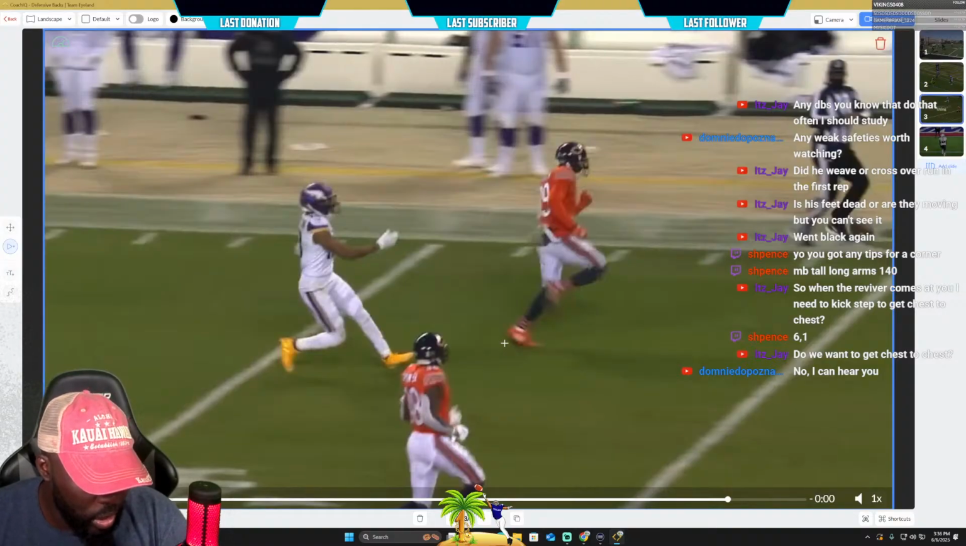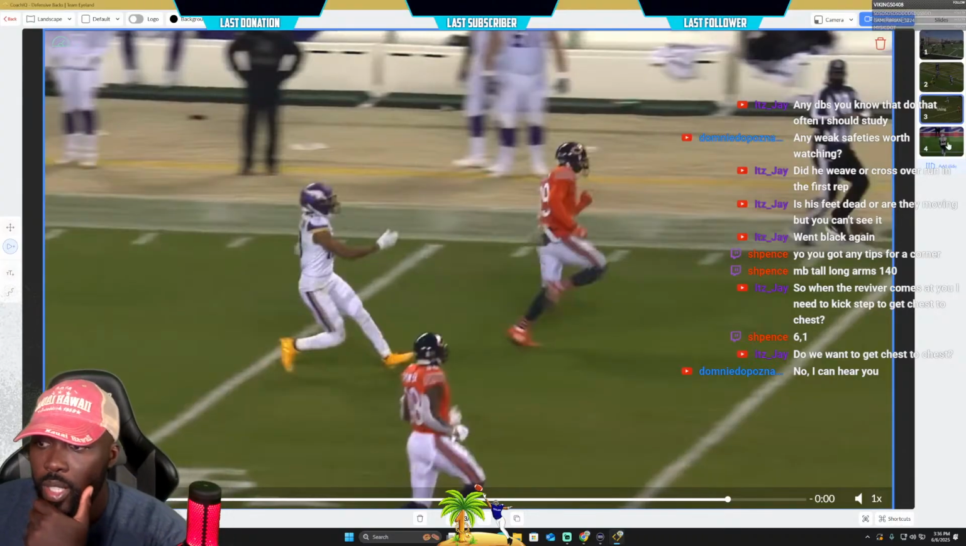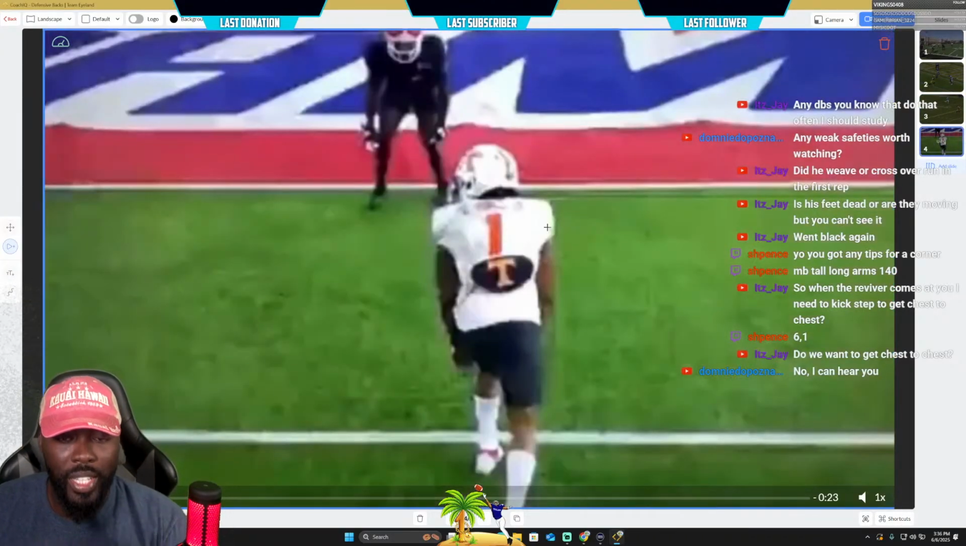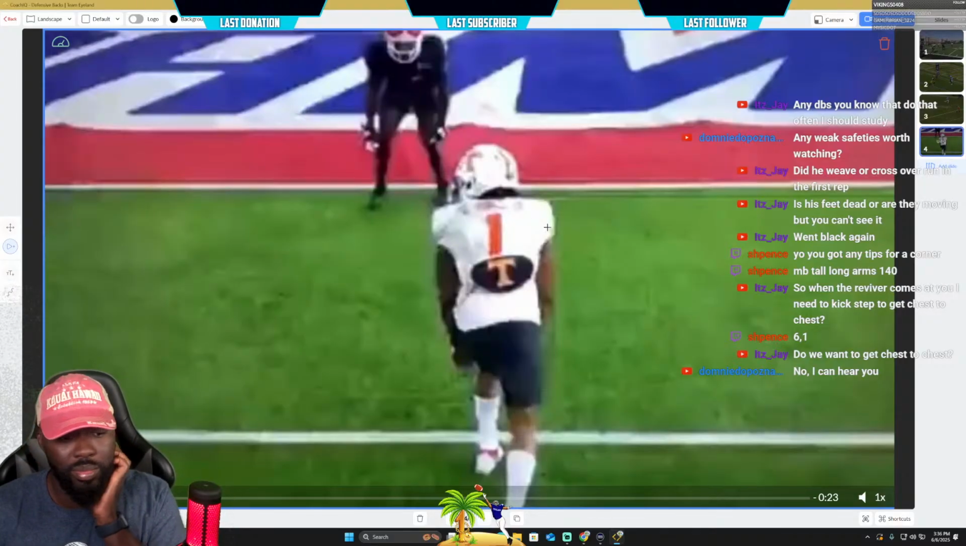Tips on how to guard short, fast guys in the slot. Let me see. So the biggest thing when you're going against shorter, fast guys, right? You've got to understand that they want to do a lot of moves. They want to do a lot of things to get you off your landmark, make you hesitate, make you freeze so they can run by you.